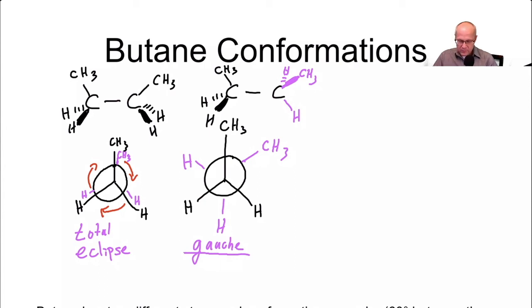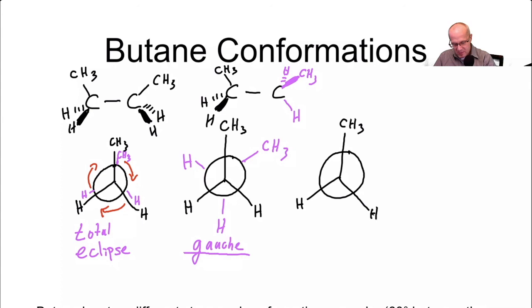Gauche. When the two big groups are 60 degrees from each other, the two large groups, this is called gauche. Here we go. We're going to keep rotating the back carbon. We're going to keep the front carbon the same. Notice I always do it that way. I do the things that help me to do the right thing every time. No sense making life more complicated.